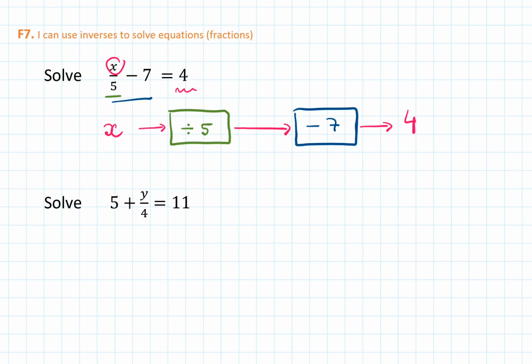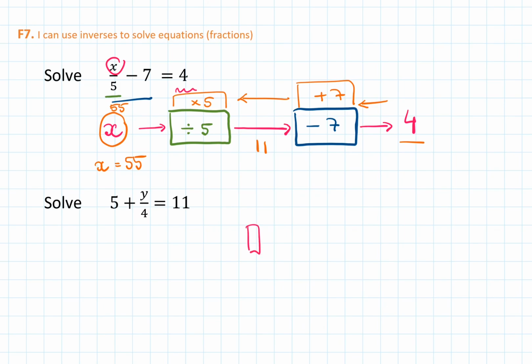Again, as we did before, we are trying to find the value of variable x, so we can work backwards from 4 using the inverse operations of these two operations. 4 add 7 will be 11, multiplied by 5 is 55. Therefore x equals 55. Pause here and try to work out the second one for yourself.